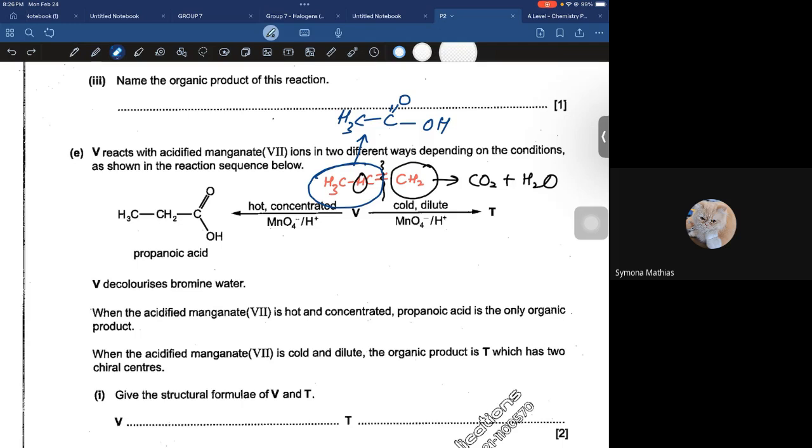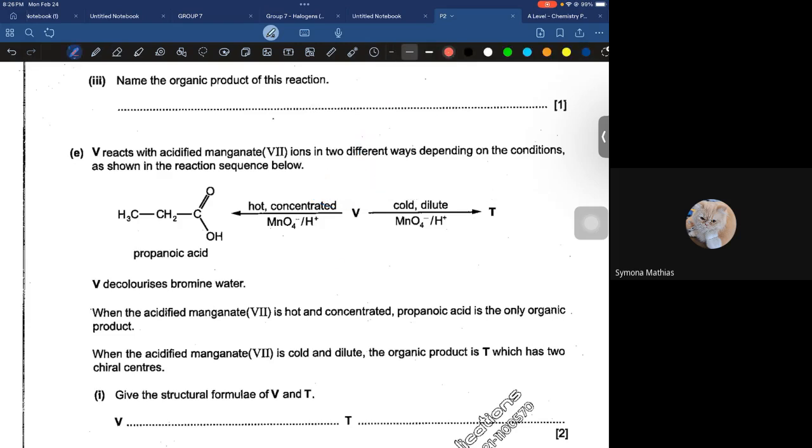Then what do you think? Butene. Let's try butene. Let's suppose this is butene, 1, 2, 3, 4, and the double bond is over there. They are saying propanoic acid is the only organic product. This is a very important thing for you. They are saying V reacts with acidified manganate ions in two different ways depending upon the conditions, and also that V decolorizes bromine water.